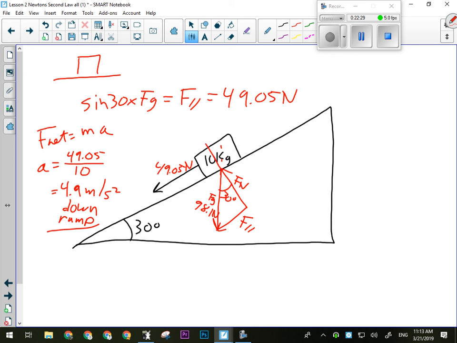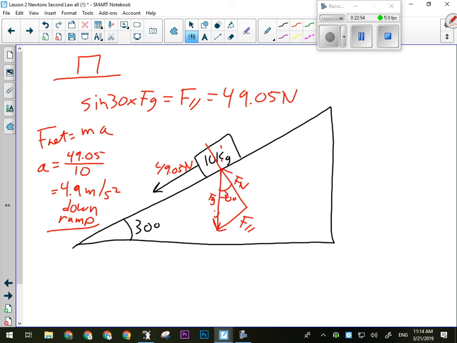All right, so this little triangle here is the important part of being able to solve any inclined plane problem. This angle and this angle are always going to be equal. The hypotenuse will always be gravity. Normal force will always be this side, and F parallel will always be this side. Now I want you to see what happens here if I change the angle.